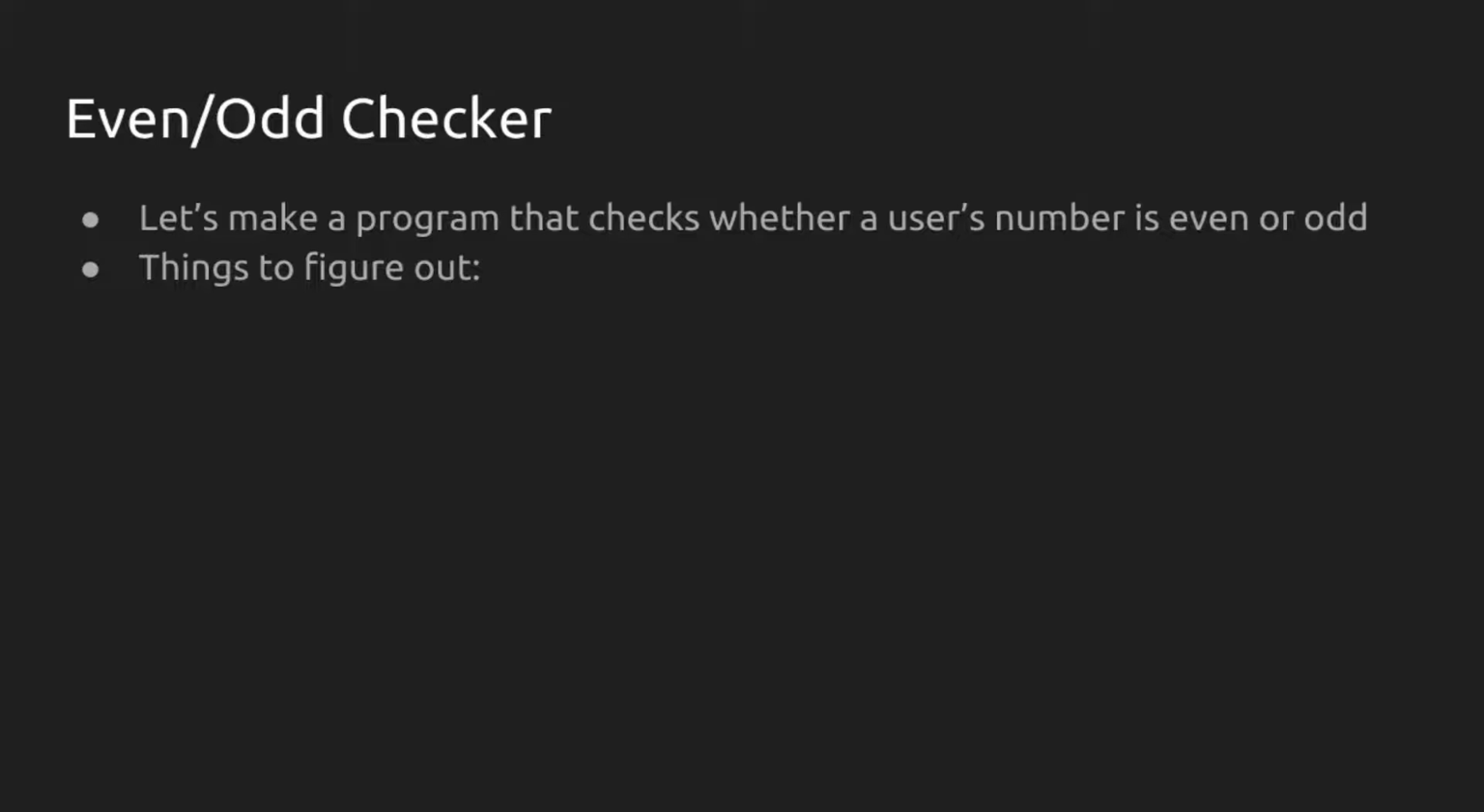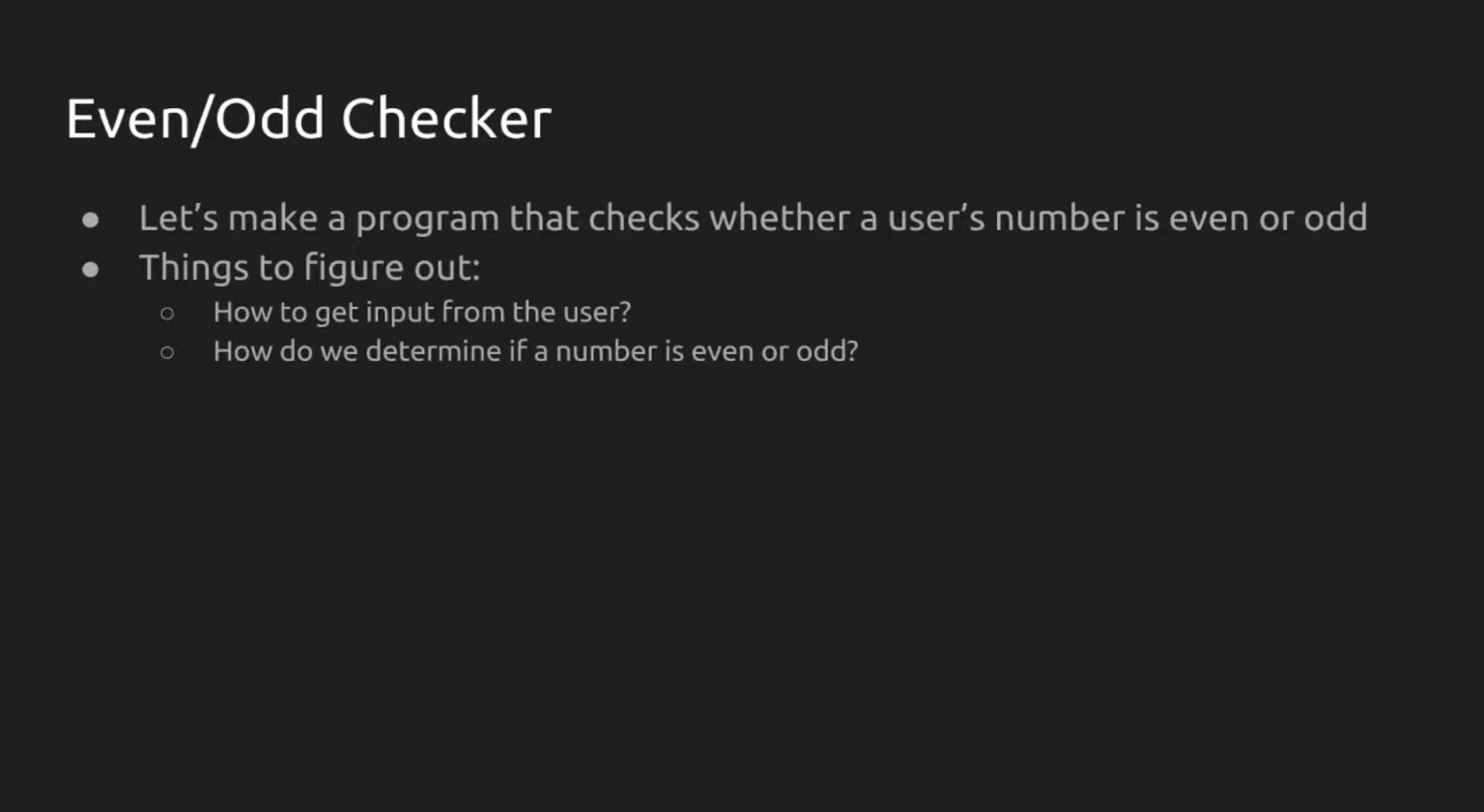This isn't about the specifics of the code, it's just about the process. So I want to be able to ask a user for a number and then check whether that number is even or odd and then print out that result for the user. So what do we need to know how to do? We have to know how to get the input from the user, and then we have to determine whether a number is even or odd.